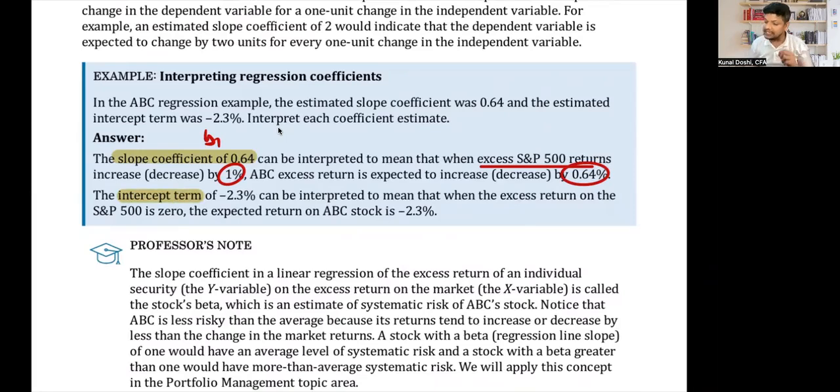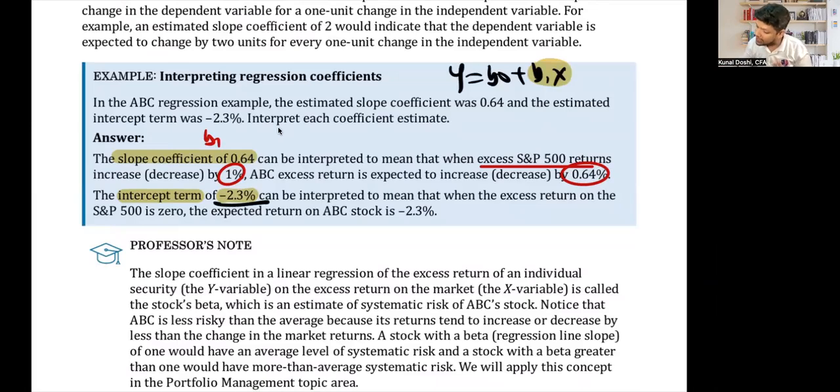Intercept. What about the intercept term? The intercept was negative 2.3%, which means if I put the equation y equals b0 plus b1 times x, and assume your b1 is 0, then this entire portion will become 0. So what is the minimum return on the stock even when b1 is 0, even when the market gives you nothing? Even if x gives you nothing, how much is the minimum return on y? That is negative 2.3%.